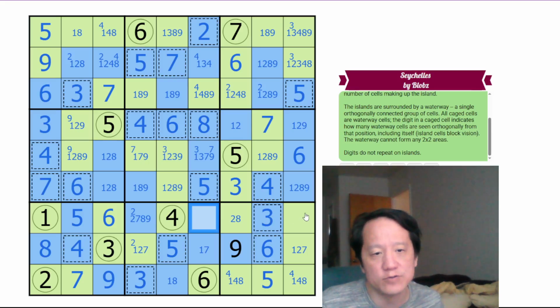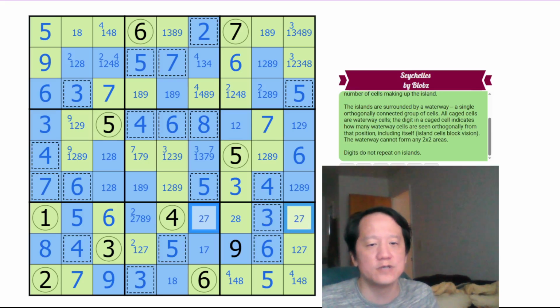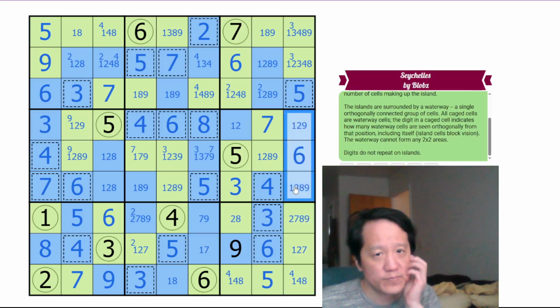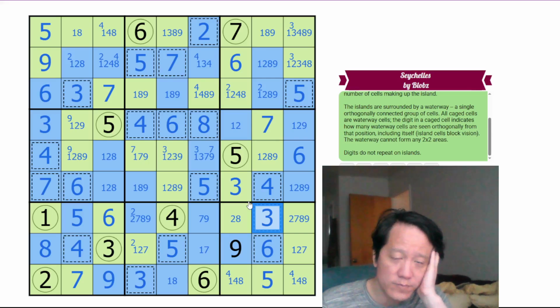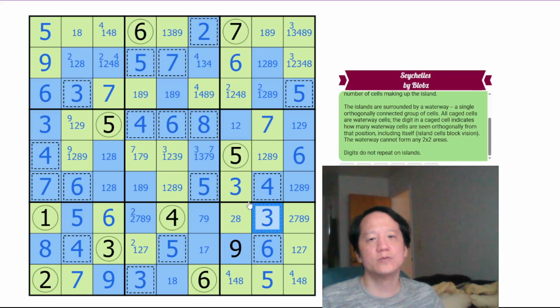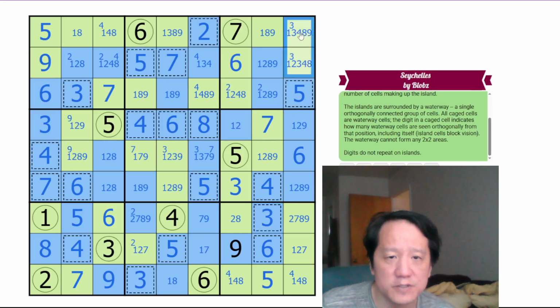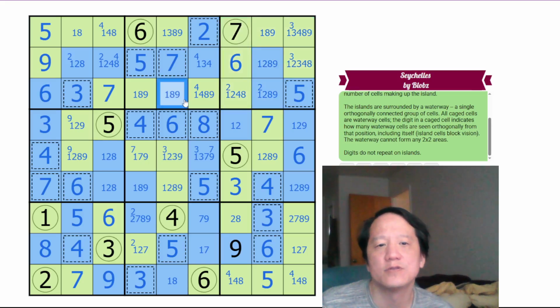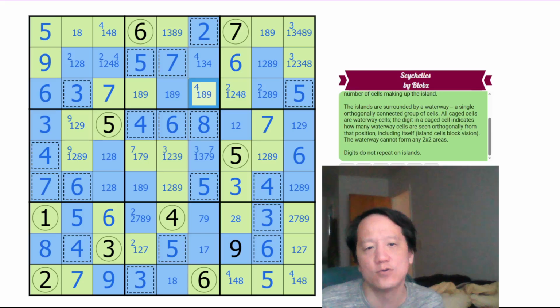Remaining digits of row 7, we have 2, 7, 8, 9. This can't be 2 or 8 because of 2 or 8 in the column. Okay. We are guaranteed on this island a 4 because 4 cannot be here. So therefore, this can't have another 4 on this island.